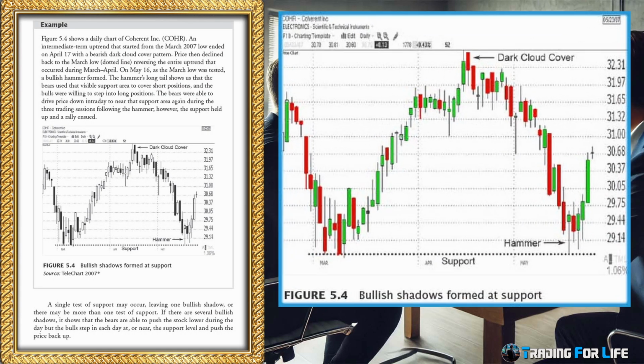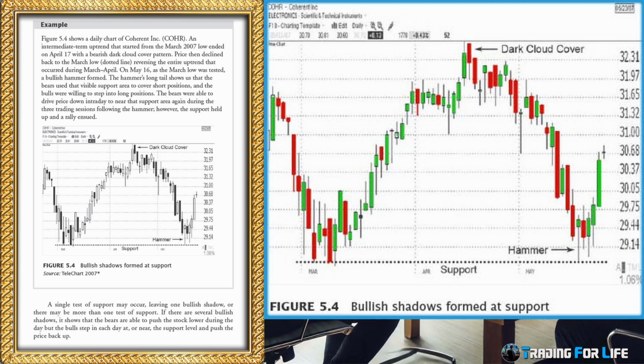Example: Figure 5.4 shows a daily chart of Coherent Inc. at COHR. An intermediate term uptrend that started from the March 2007 low ended on April 17th with a bearish dark cloud cover pattern. Price then declined back to the March low, dotted line, reversing the entire uptrend that occurred during March to April. On May 16th, as the March low was tested, a bullish hammer formed.